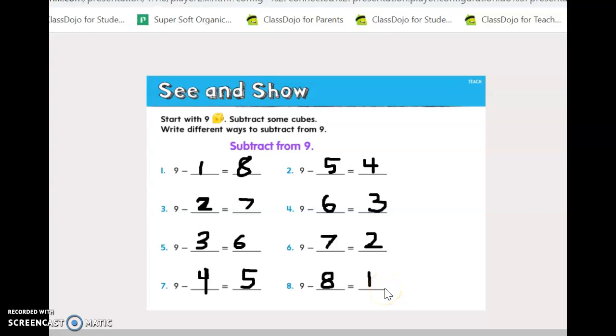Now it says, how do you know when to subtract? So the answer to that is, anytime you have a big number and you have to take away something, then you take away from the big number, and that's when we subtract. All right, so we're going to go on to your on your own, which is on the next page.